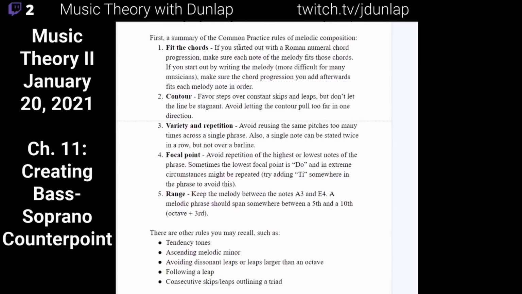Fit the chords. That's an easy one, right? If you've got chords, your melody and your bass part, they all have to be part of that chord. Furthermore, the bass part's going to only be roots and thirds of those chords. The melody can be anything, root, third, or fifth.